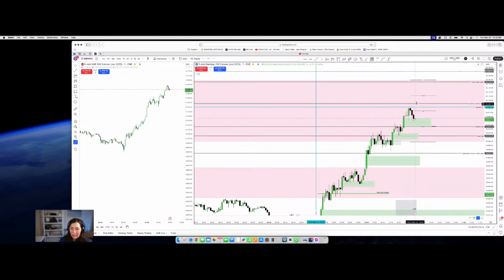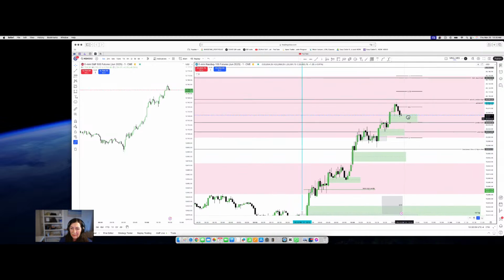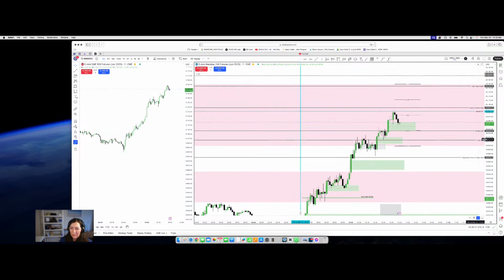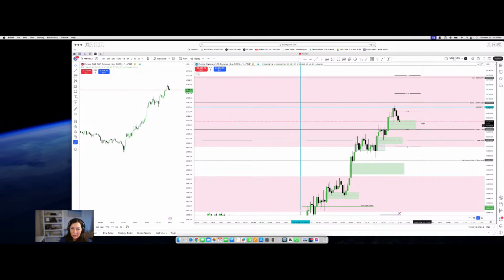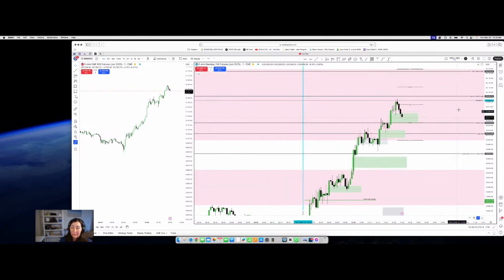Okay, so price has moved down into this fair value gap. We did hit the midnight open. We wicked off of it. We're still bullish. There's been no change of trend or direction yet. It's 10:30.